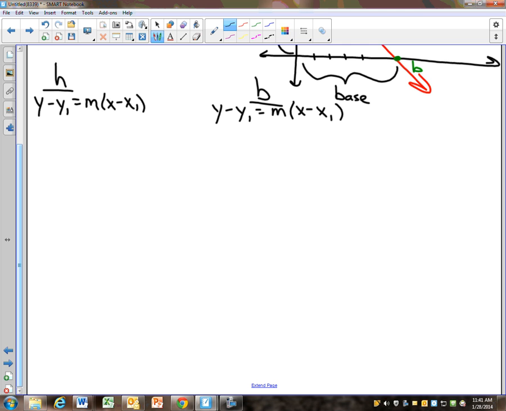Okay, so let's look at this. Let's plug in our values here. We know what y1 and x1 are, right? Now, does h refer to the y-intercept or the x-intercept? The y-intercept. And when you have a y-intercept, the x value is equal to 0. So you know that x is 0. You know x sub 1 is 4, and you know y sub 1 is 2.